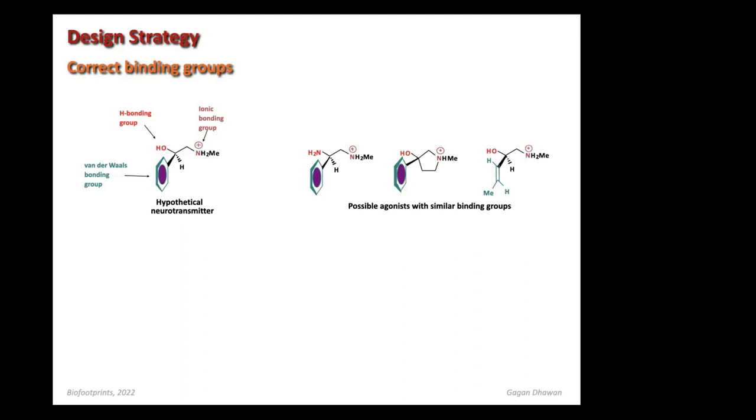Because we need hydrogen bonding, instead of hydroxyl, we can have an amino group. There's a possibility. Instead of phenylalanine, we can have cyclohexane, we can have alkene, anything. Or an ethene molecule, we can have.